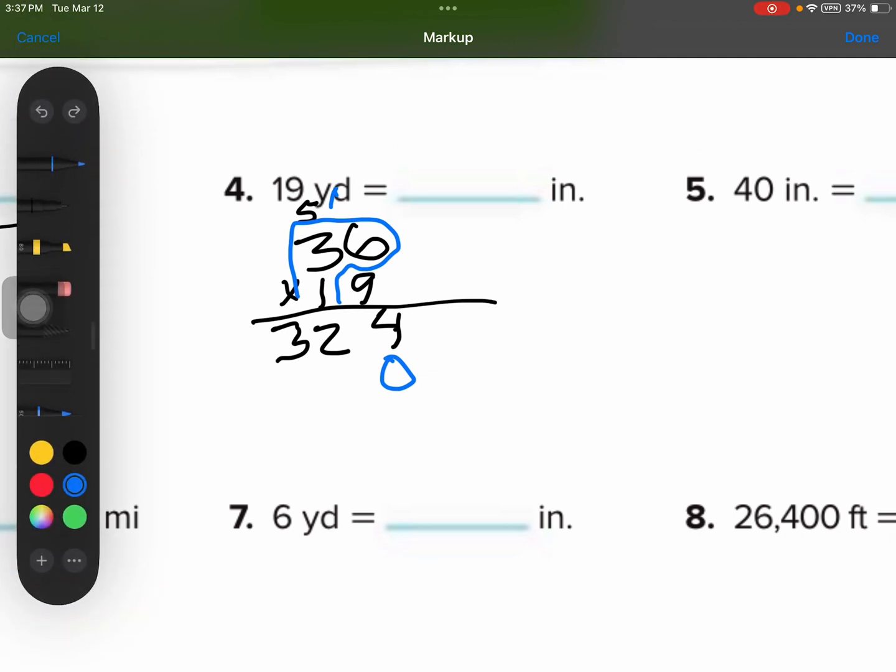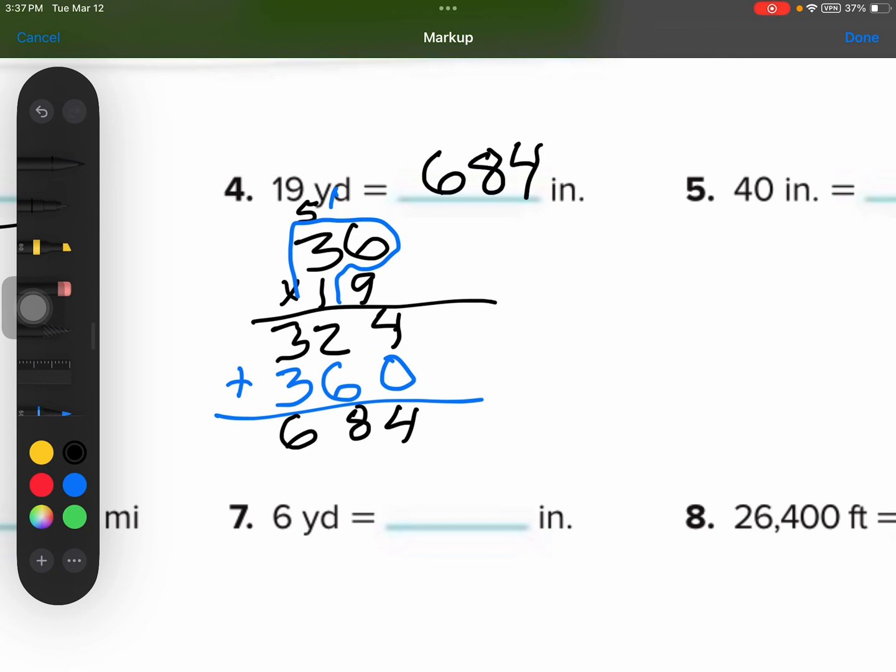Okay, we have 1 times 6 is 6. 1 times 3 is 3. Get my multiplication going on right here, right? We add them together. We have 4, 8, 9. 984. Whoops, excuse me. Making lots of mistakes. 684. 684. I guess I need some chocolate. I'm not making correct addition. So 19 yards converted into inches is 684 inches.